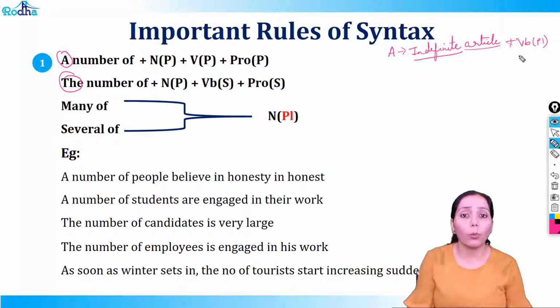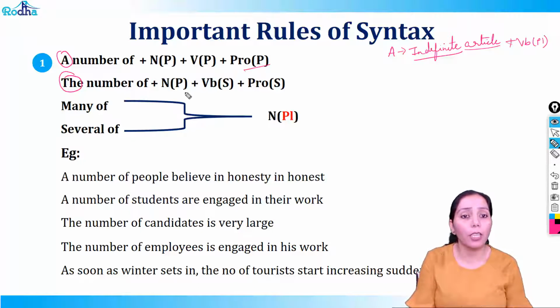Because I am not sure whether they are 30, whether they are 40, or whether they are less than 40. So that is why in that case, with a number of, the verb should always remain plural, and because the verb is plural, the further pronoun should also be plural.